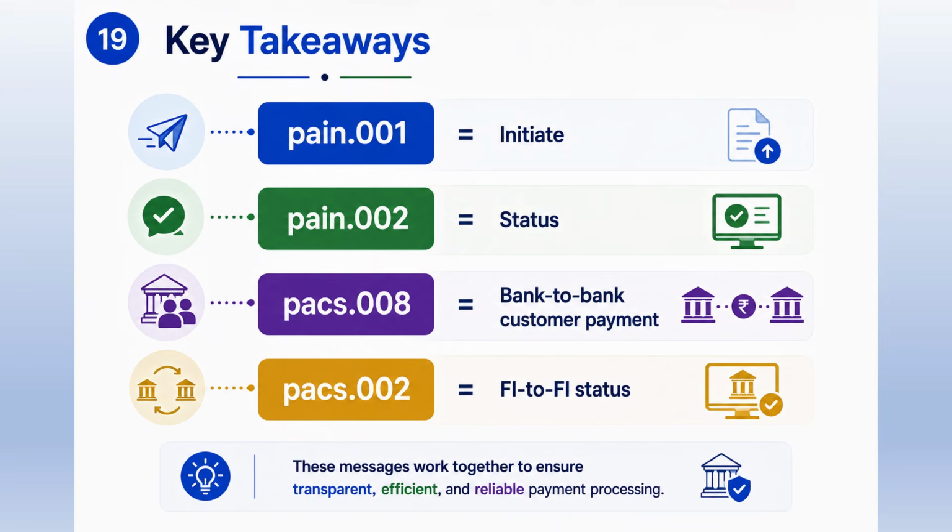Let's summarize everything in 4 lines. Pain.001, initiate the customer payment instruction. Pain.002, communicate the status of that instruction. PAX.008, financial institution to financial institution customer credit transfer. PAX.002, financial institution to financial institution payment status. And don't forget, PAX.004 is used for payment returns. Once you understand these relationships, the ISO 20022 payment ecosystem becomes much easier to navigate.